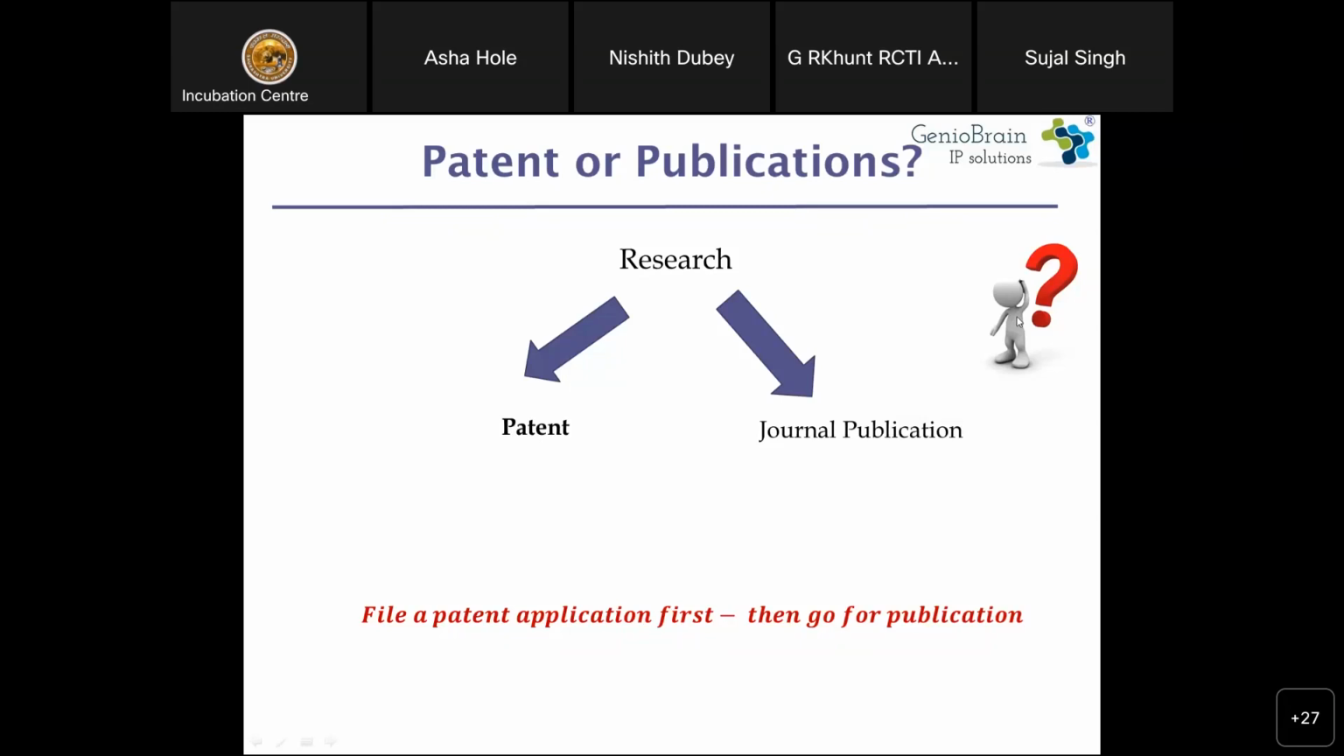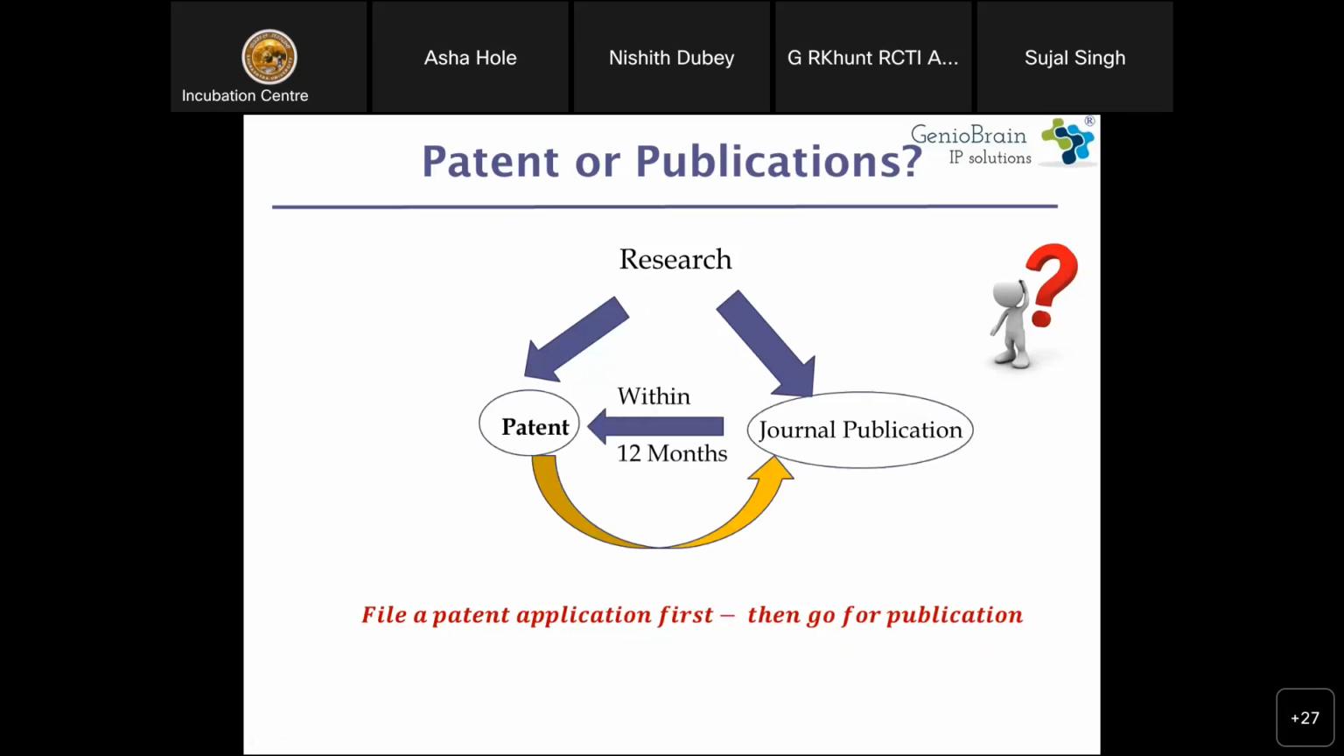But still, there is something important that all scientists need to understand. That is whether you have to go for the patent or whether you have to go for the publication. So here publication means a journal publication. Here I have given one hypothetical example. Let's say you have some outstanding research. Now the question is, you can do both things actually. You can file a patent, and you can also publish your article, your research paper.